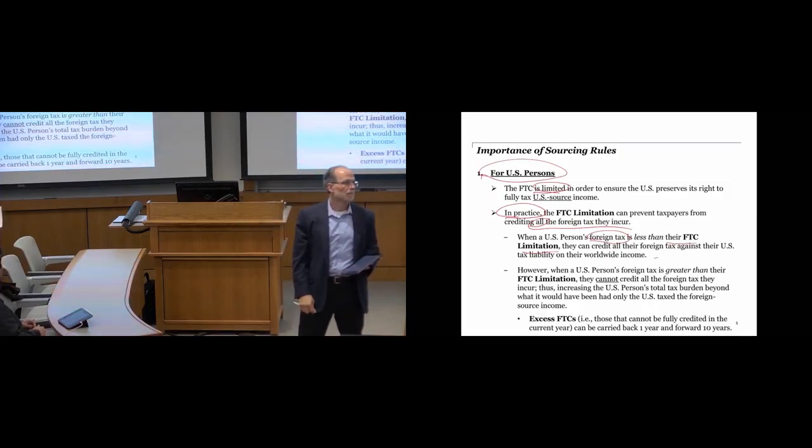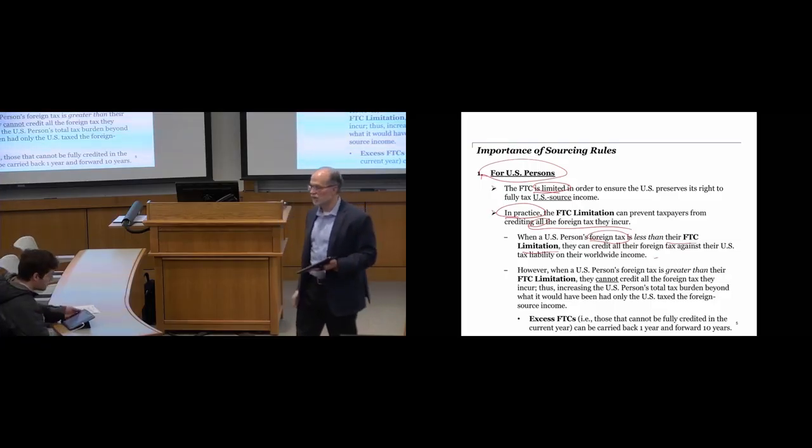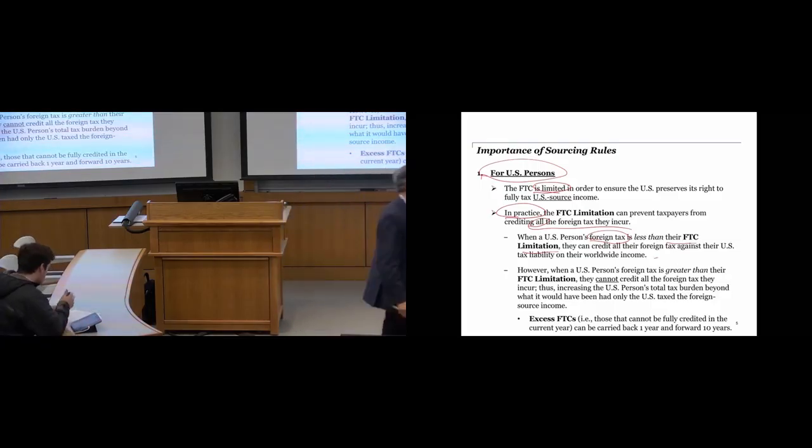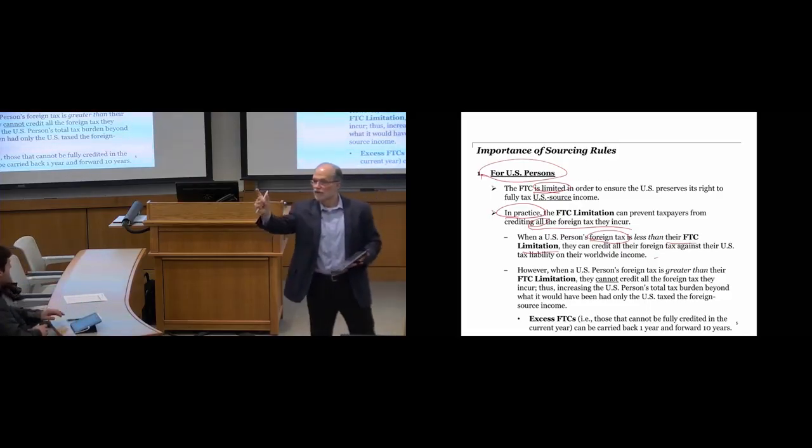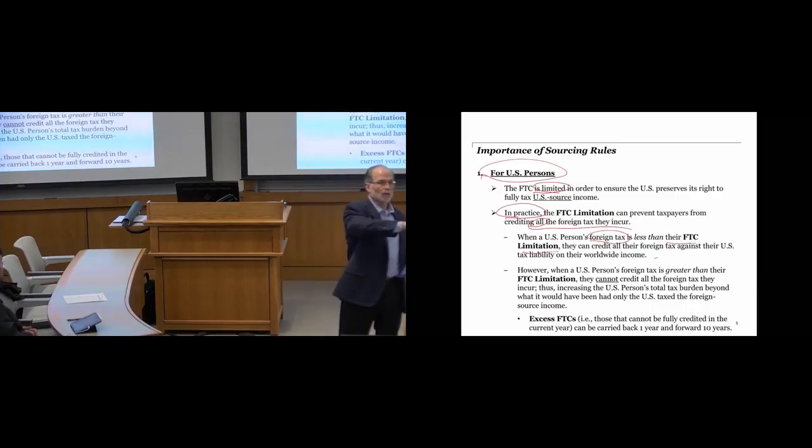Because I'm paying a little bit more than 21%. That is the tax rate in the United States. We'll go through examples showing all this. So remember, excess FTCs, that's when I paid more foreign tax than the limitation allows me to credit in the current year. Excess foreign tax credits are a tax attribute. The tax rules allow me to carry it back 1 year, forward 10.